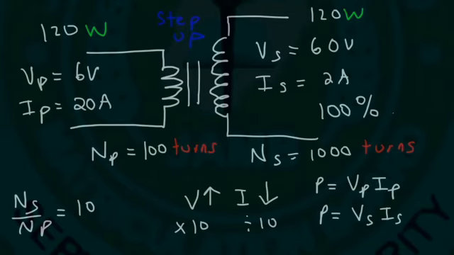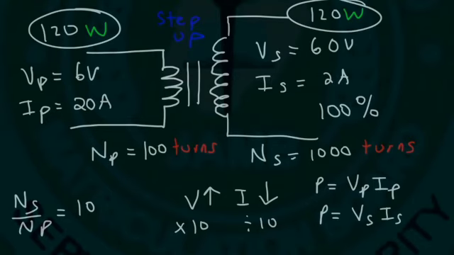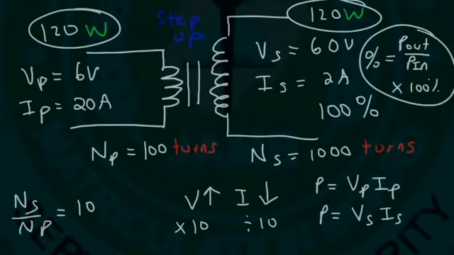Now, most real-life transformers are about 99% efficient, so for the most part, you can assume that these two are virtually the same. But if you ever need to calculate the percent efficiency, it's going to be equal to the output power divided by the input power. The output power can only be equal to or less than the input power, it cannot be more. So it's the output divided by the input power times 100%. That's how you can calculate the percent efficiency.